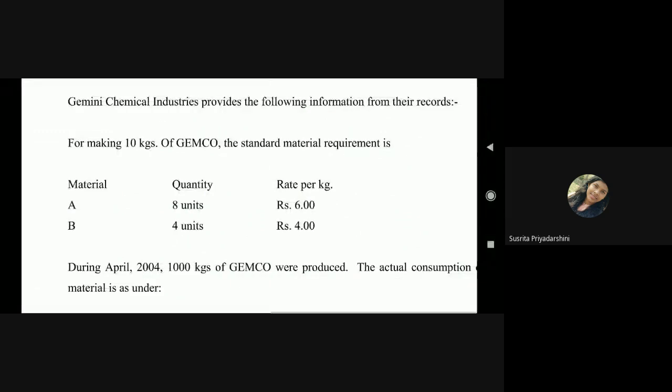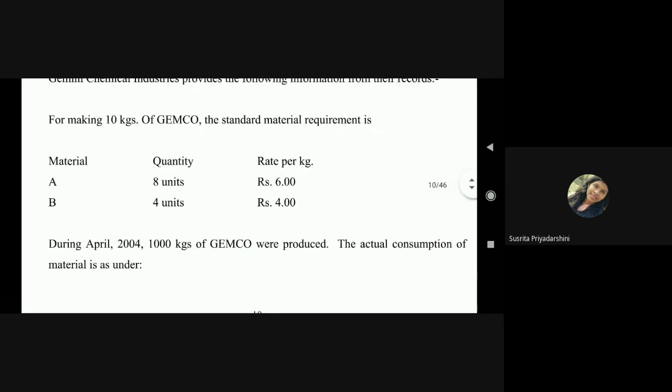So for making 10 kgs of Zemco, the standard material requirement is material A required 8 units and material B required 4 units. During April 2004, 1000 units of Zemco were produced. The actual consumption of material is as under.